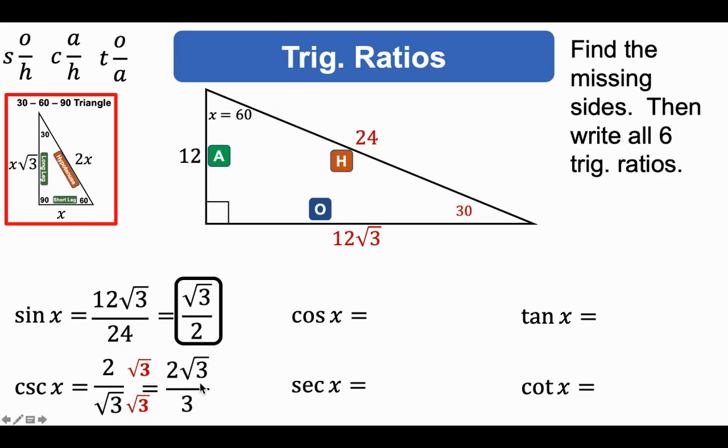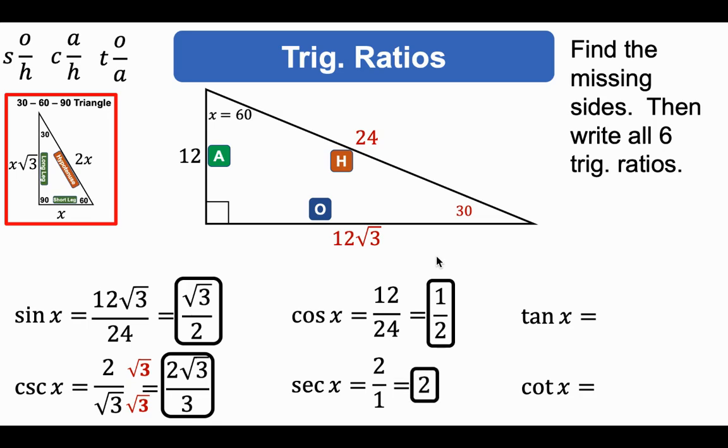Do not cancel these 3's. You cannot, because that's inside of a square root. Plus it's not a canceling. That does not simplify out either. So that's done. Cosine is adjacent over hypotenuse, so 12 over 24. It's an easy simplification. It's 1/2. Flip it over, 2 over 1, which is a 2.